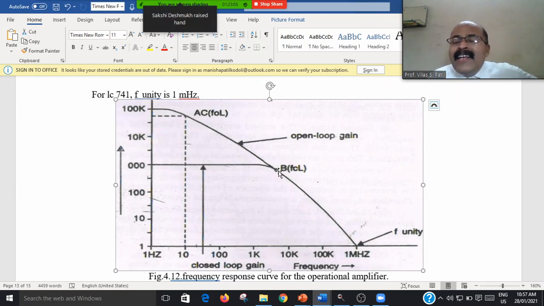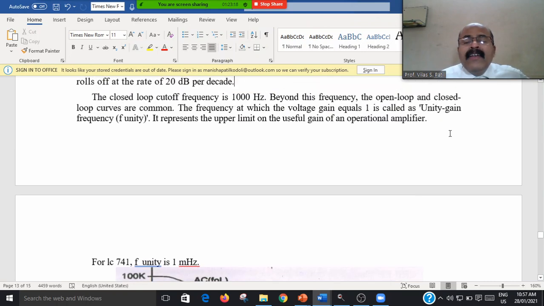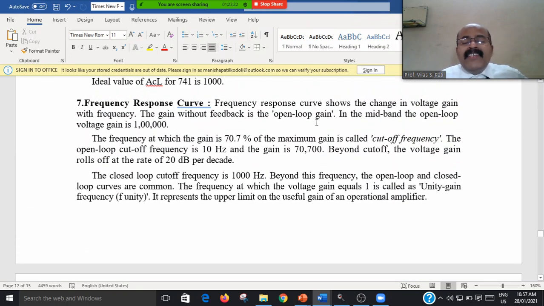BFCL, that is the frequency when, the letter B is used because we are going to see here, the frequency response curve shows the change in the voltage gain with respect to frequency.